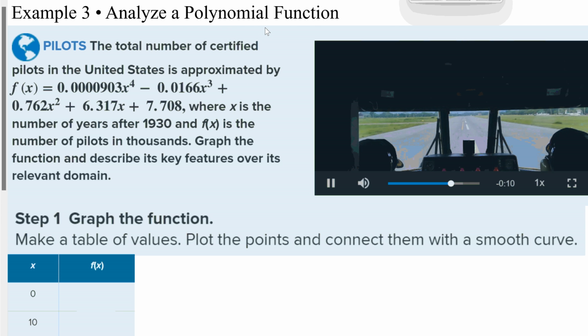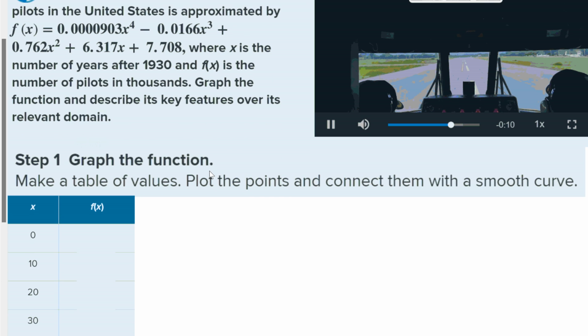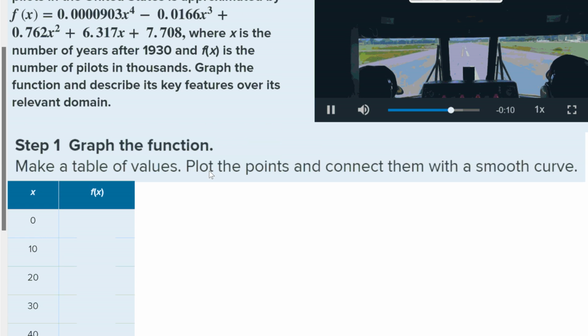Analyzing a polynomial function, we're looking at section 2. Here I'm given the total number of certified pilots in the United States, where x represents the number of years since 1930, and this would be in thousands of pilots. So in 1930, we can calculate how many pilots there were, in thousands. We want to graph this and describe its key features: its end behavior, what the x-intercepts and y-intercepts are, and how it relates to this type of problem.